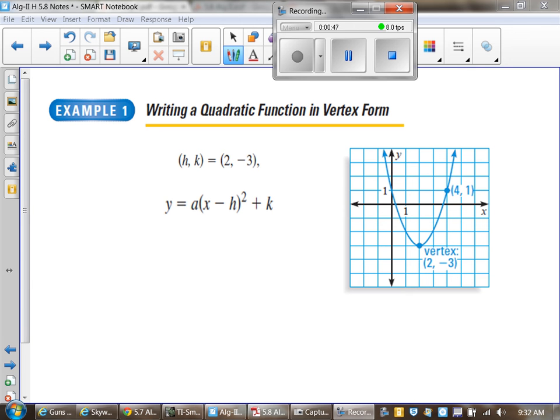So here's what's going on. What you're going to be given is: write the quadratic function in vertex form. It's going to ask you to go to that vertex form. It's your a, h, and k. They're going to give you a vertex and a point.